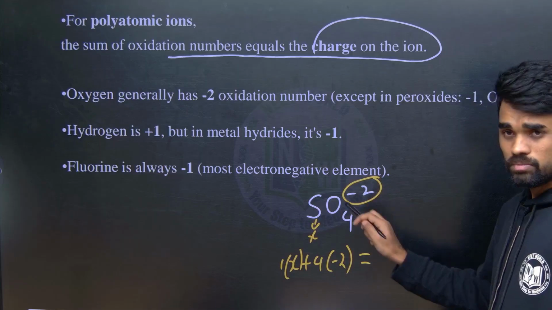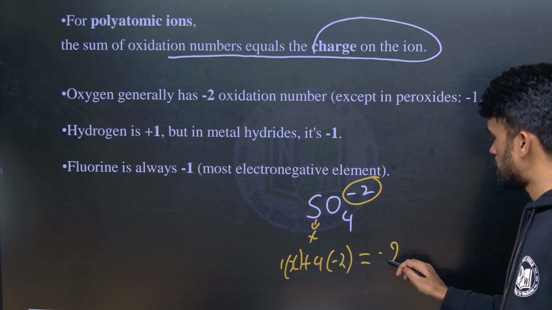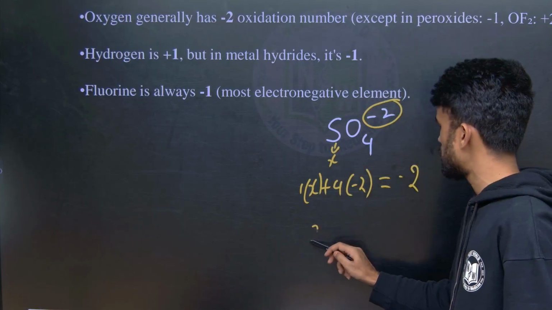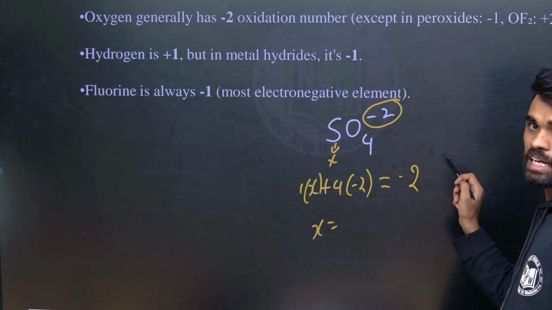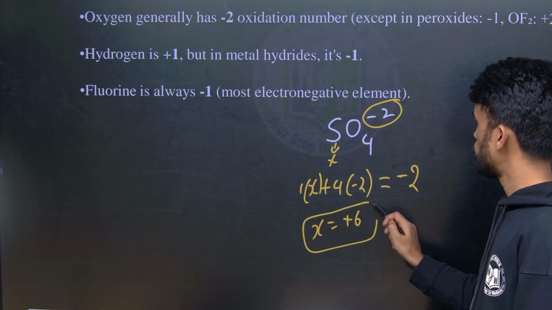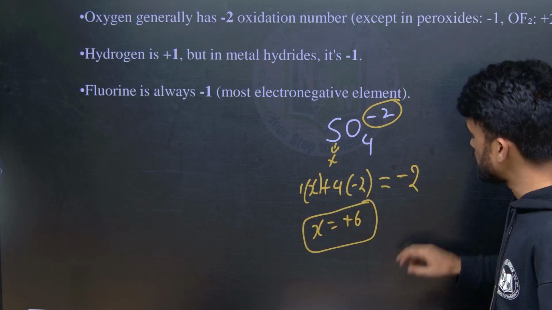Next, what is the overall charge? -2. That's it. So what is the oxidation state of sulfur here? X will be -8. If we send this to the other side, +8, -2. Therefore it is +6. This is how we need to do the oxidation state calculation.